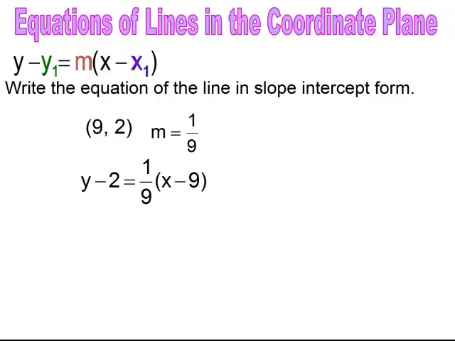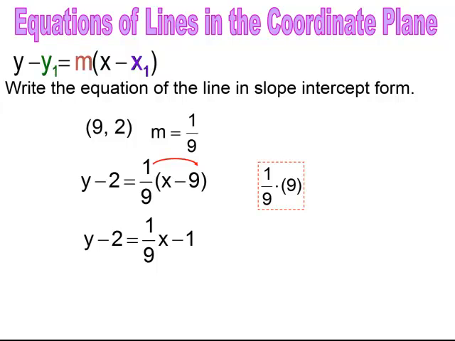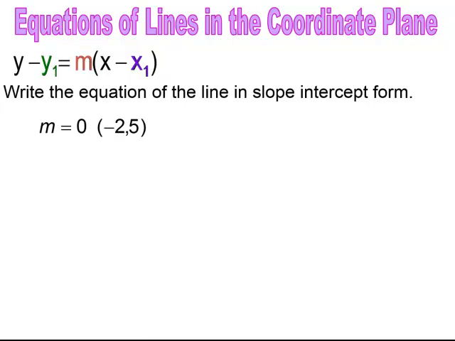So again, you're substituting it into the point slope form, and we end up with y minus 2 equals 1/9 parentheses x minus 9. You're going to do the distributive property. Keep in mind you have 1/9 times 9, which is going to turn to a 1. And then you're going to solve for y. You add 2 over. So the equation of the line here would be y equals 1/9 x plus 1. Pause and try.